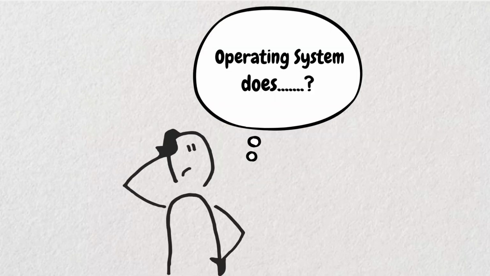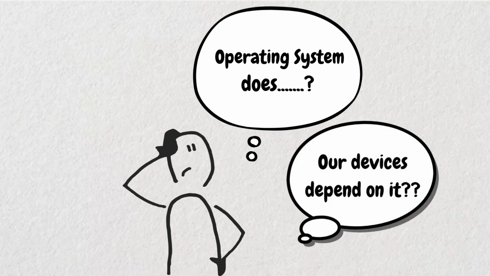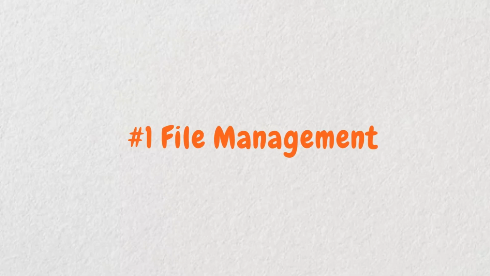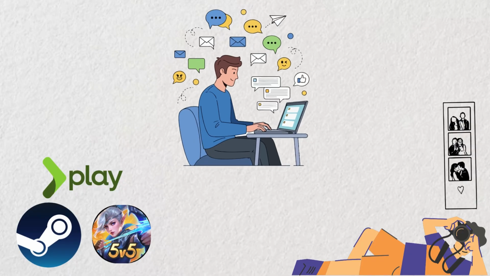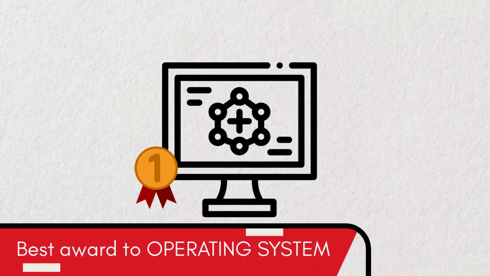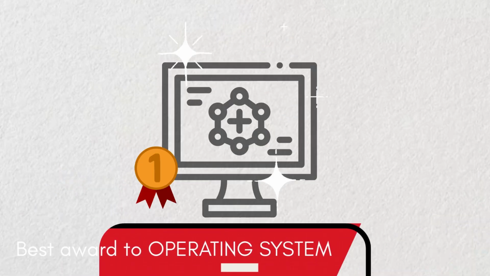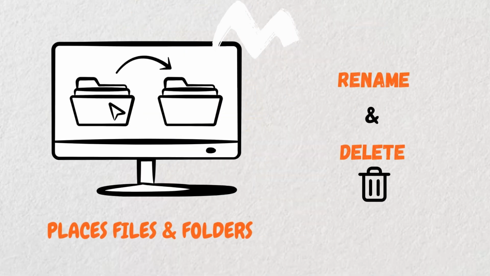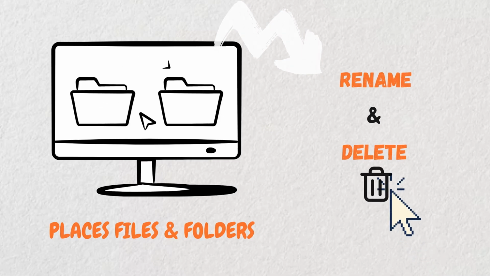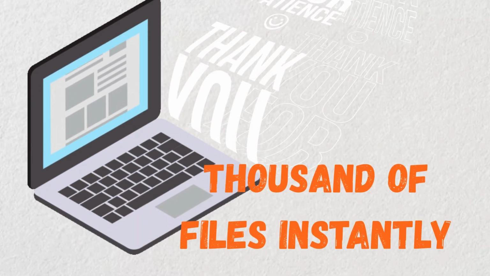Now let's look at what an operating system actually does and why your device depends on it. Function 1. File management. One major job of an OS is file management. Every photo you take, every download, every document you save, the OS organizes all of it behind the scenes. It works like a fast digital librarian. It places files in folders, helps you rename or delete items, and lets you search through thousands of files instantly.